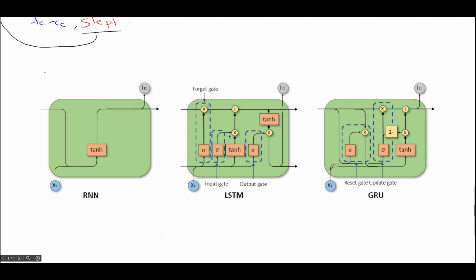LSTMs are slightly more complex with 3 gates: input, forget, and output. GRUs are a simplified version with 2 gates: update and reset. But both of them do a great job of capturing long-range dependencies.